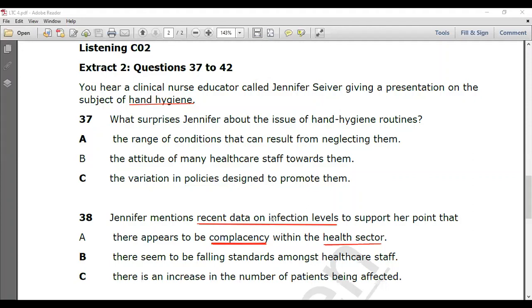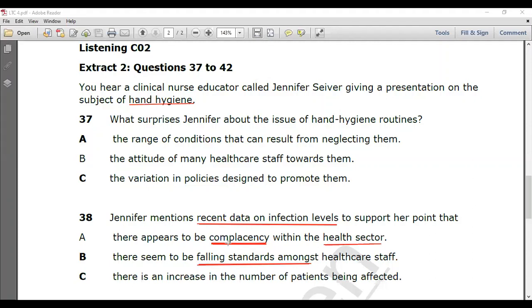So she may give you the number of people getting affected due to infectious diseases. And then what point is she trying to support with that? Then look at the second one. There seems to be falling standards. So falling standards is also a negative word amongst healthcare staff. So see, falling standards is the first point.